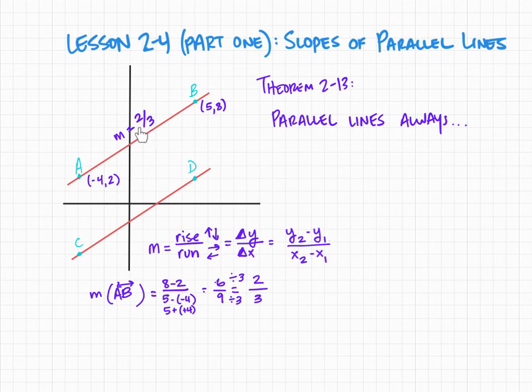And if we think about that for a second, it's a positive slope, which makes sense because, as we learned, lines with positive slope go upwards as we move from left to right. So the slope of line AB was 2 over 3.